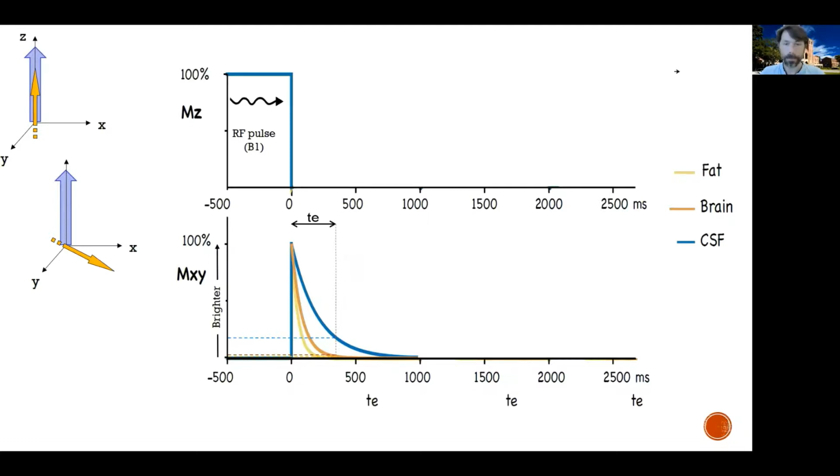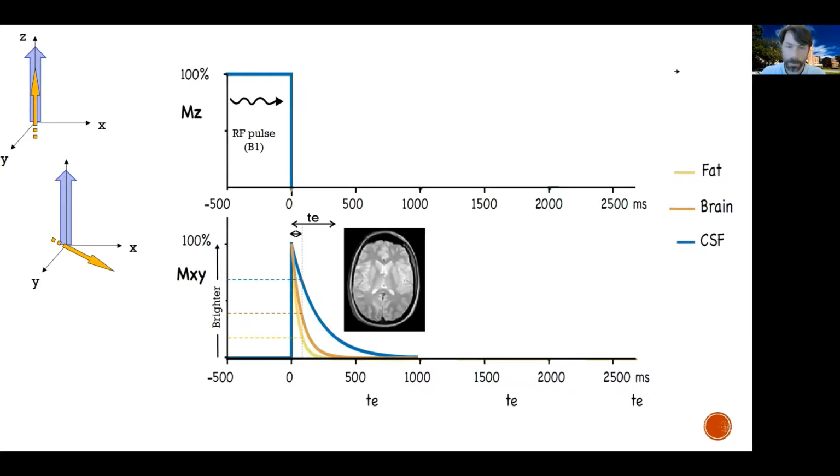But now we don't wait that much. We don't wait for protons to dephase that much. Our image overall, how do you imagine it to be? Much brighter, right? And that's exactly what we see. Again, CSF right here, very, very bright, very white. And you can see it down here too.